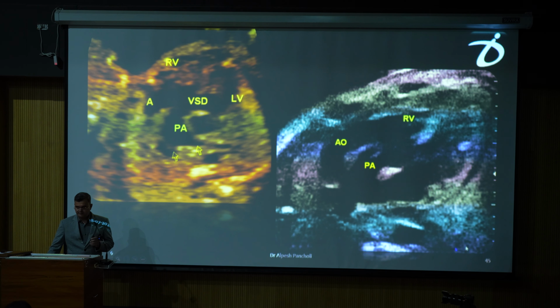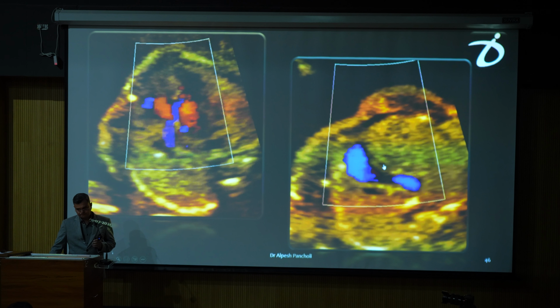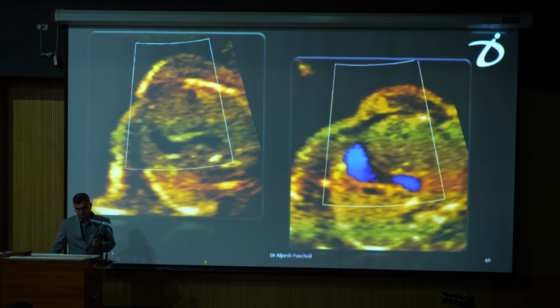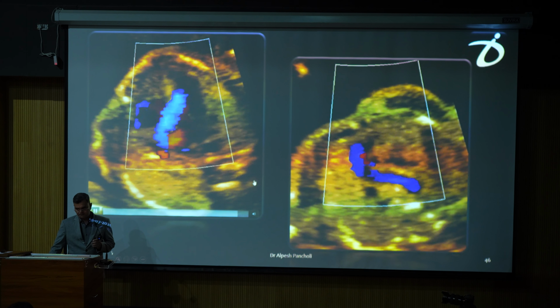So this is a still image. Here we can see there is a large VSD. This is the pulmonary artery and this is the aorta. Both are arising from the right ventricle. So this is a case of double outlet right ventricle. So this is the color Doppler image confirming our diagnosis.